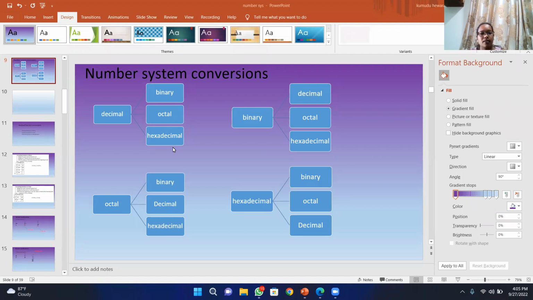Right. These are the 12 conversions that we have to learn in this lesson. The decimal with the other three: binary, octal, hexadecimal. Binary with the other three: decimal, octal, hexadecimal. The octal with the other three number systems: binary, decimal, hexadecimal. And hexadecimal with the other three, that is binary, octal, and decimal. Right.